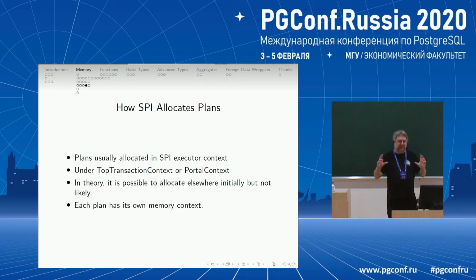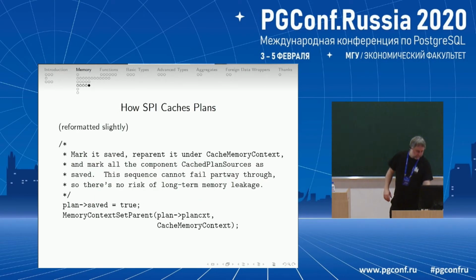So basically, each plan has its own memory context, and then it chooses the parent based upon when it creates the plan. It will create the plan either under top transaction or portal, and then when you tell it to cache, it'll change the parent. That's the actual code from Postgres, so if you want to see how that works.